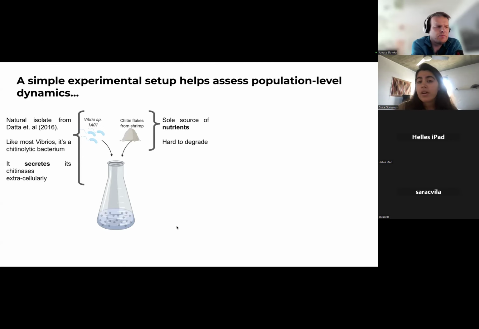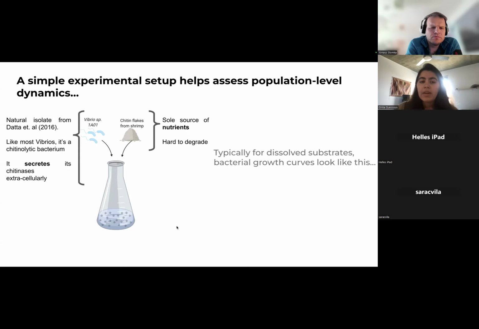Chitin is thought of as very hard to degrade. And so in order to grow, these cells better express their set of chitinases and start the degradation process. That's the only way for them to grow and accumulate biomass. When we set up this experiment, we didn't really have set expectations about what our data should look like.